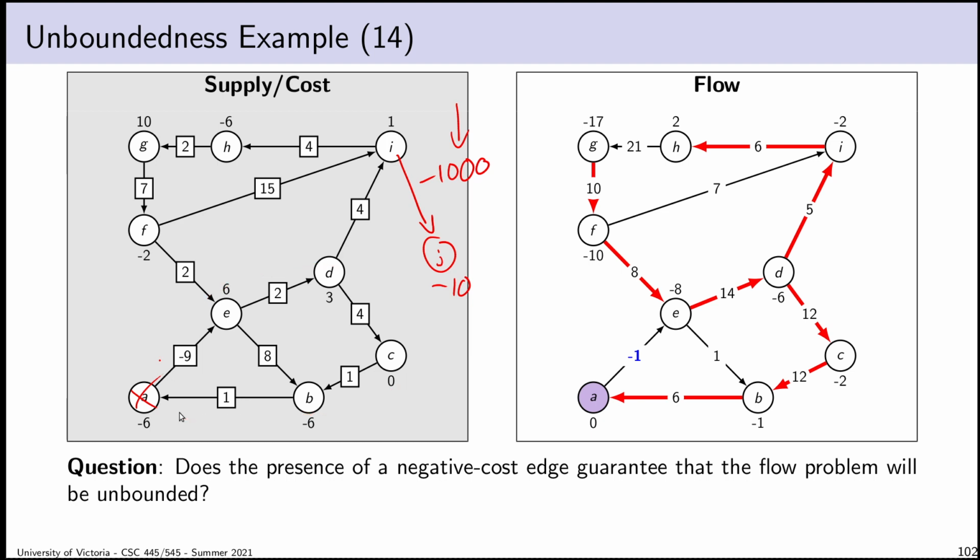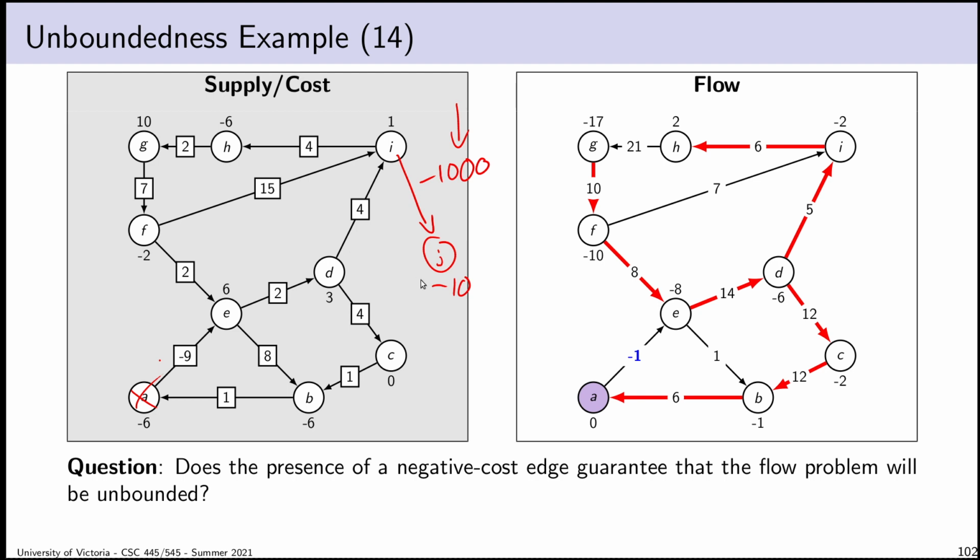So if you have a cycle with net negative cost, then you can make infinite profit. Then the problem is unbounded. But that doesn't mean that the presence of a negative cost edge inherently makes the problem unbounded. Nor does it mean a negative cost edge being in a cycle is a problem either.